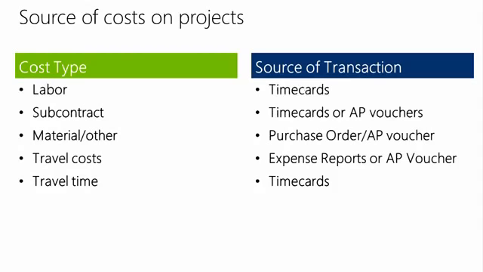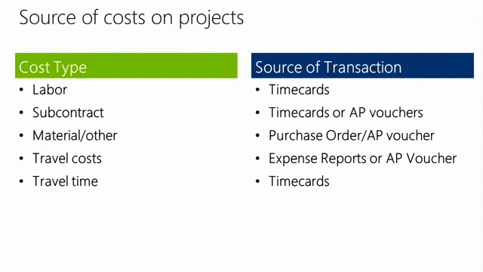Here's an example of where you might have costs originate from. Regardless of the type of project, we will typically have many of these types of costs associated with a job. Where are they going to come from? If we have a labor cost, most often that will come from a time card. It could also come from a payroll entry, but most generally would come from a time card. We also will have subcontracts, and those subcontracts will likely come from AP vouchers.